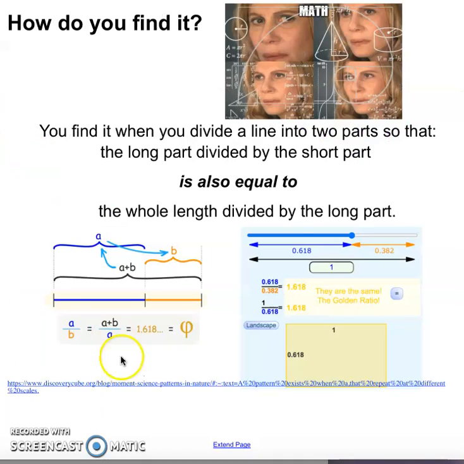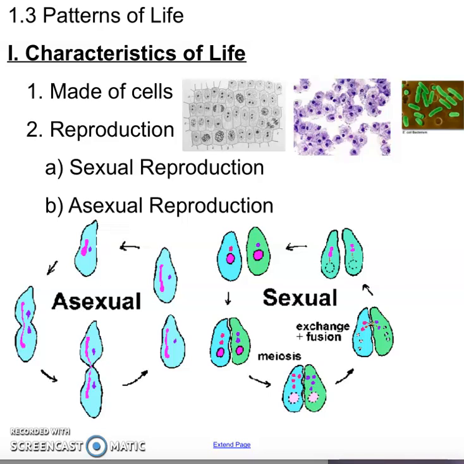So why did I include that? Well, because I was looking at characteristics of life, and this golden ratio kept popping up in my research, basically. So I thought I'd just share with you all what the golden ratio is. All right, moving on to characteristics of life.